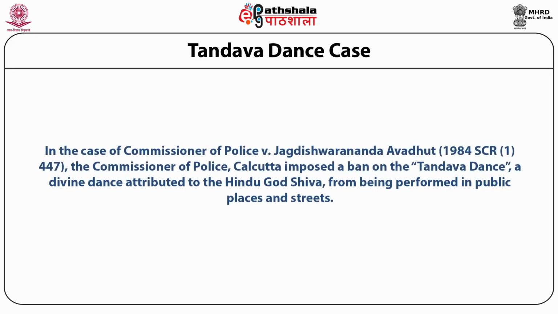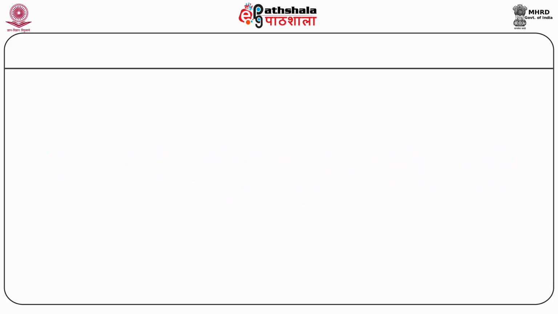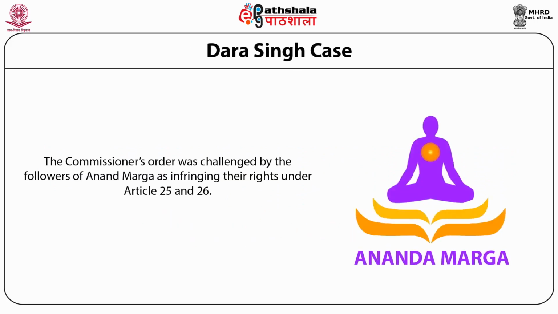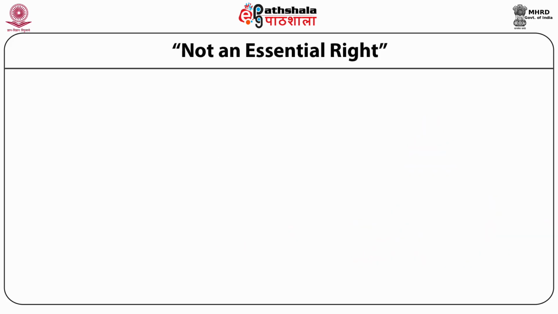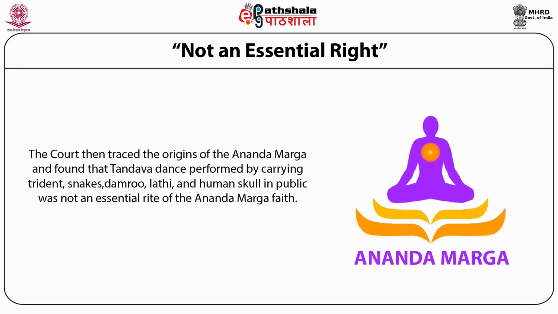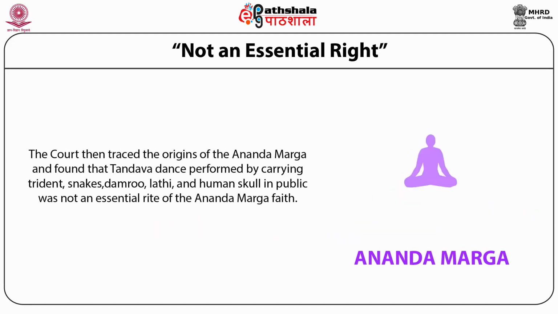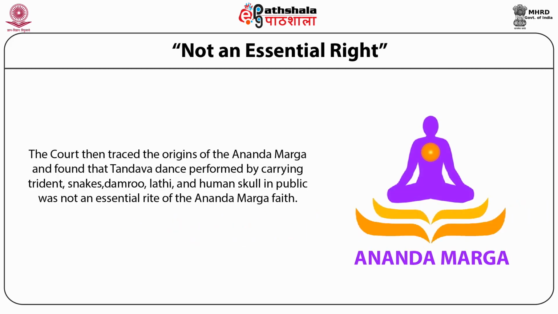In the case of Commissioner of Police versus Jagdishwarananda Avadut, the Commissioner of Police, Calcutta, imposed a ban on the Tandava dance, a divine dance attributed to the Hindu god Shiva, from being performed in public places and streets. Those of you who are from Calcutta will recognize the Tandava dance, which is performed in the streets by members of the Ananda Marg sect. The Commissioner's order was challenged by the followers of Ananda Marg as infringing their rights under Article 25 and 26. The court then traced the origins of the Ananda Marg and found that the Tandava dance performed by carrying trident, snakes, damru, lati, and human skull in public was not an essential right of the Ananda Marg faith.